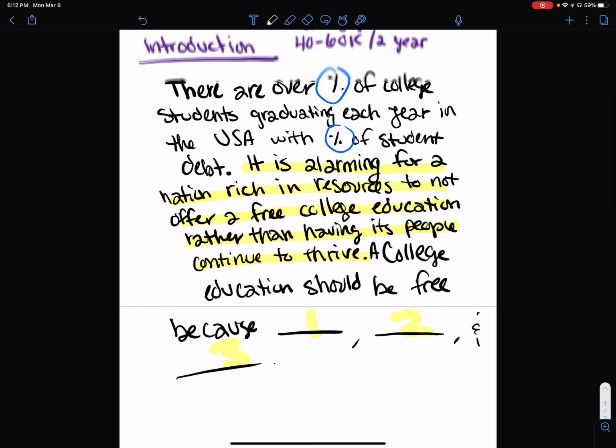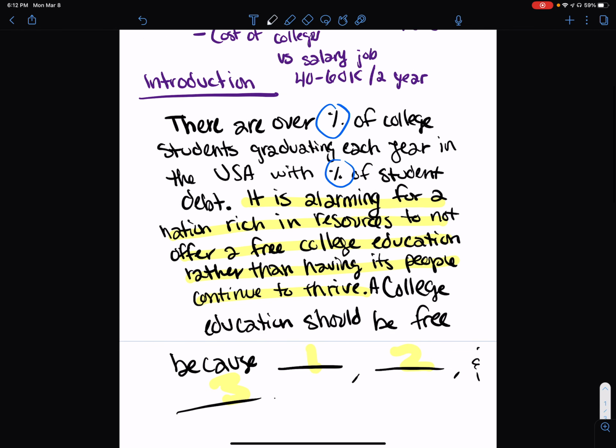So if we read it all together, it says there are over a percentage of college students graduating each year in the USA with percentage of student debt. It is alarming for a nation rich in resources to not offer free college education rather than having its people continue to thrive. A college education should be free because reason one, reason two, and reason three.